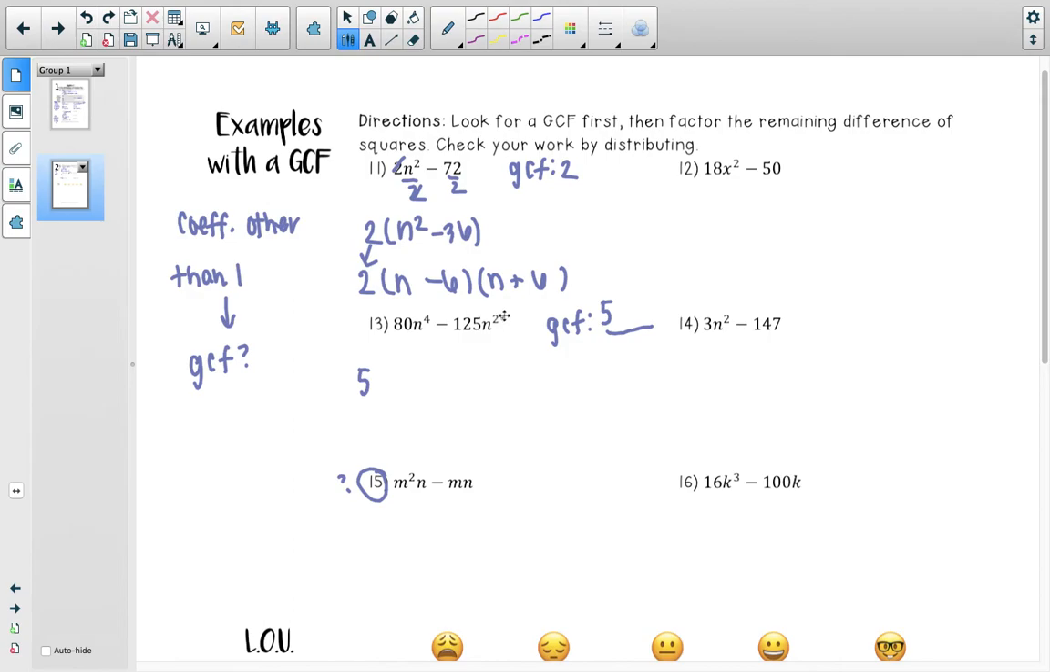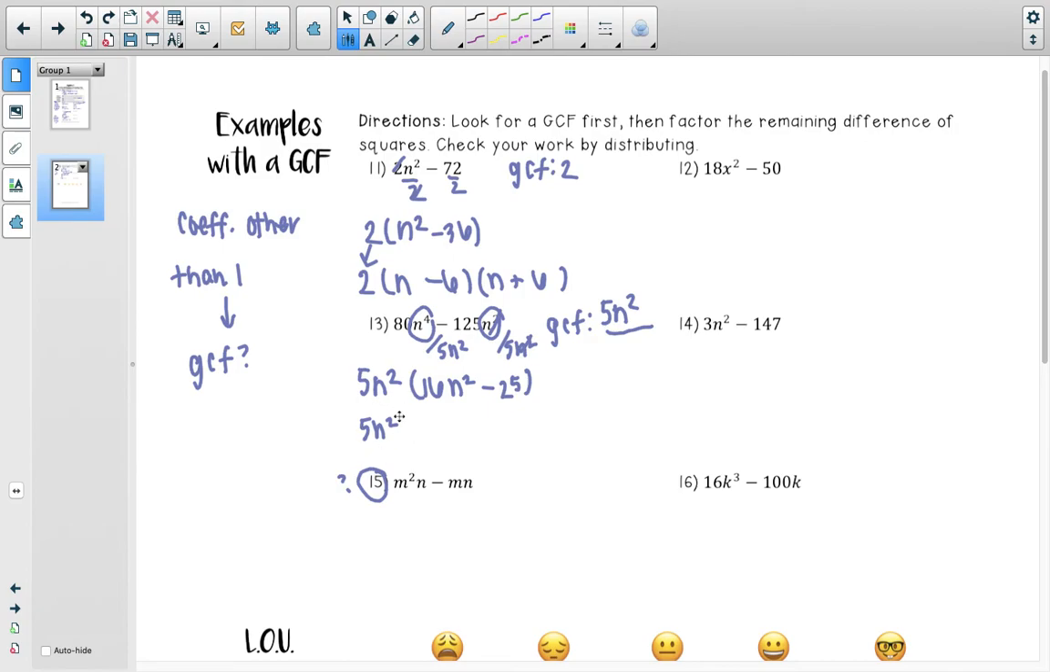And then we have to ask ourselves about these variables. Well, they have at most n squared in common, so that's what we're going to take out because we're doing the greatest common factor. And then you're dividing everything by 5n squared. 80 divided by 5, as we said earlier, is 16. N to the 4th divided by n squared is n squared. 125 divided by 5 is 25, and the n squareds would go away.